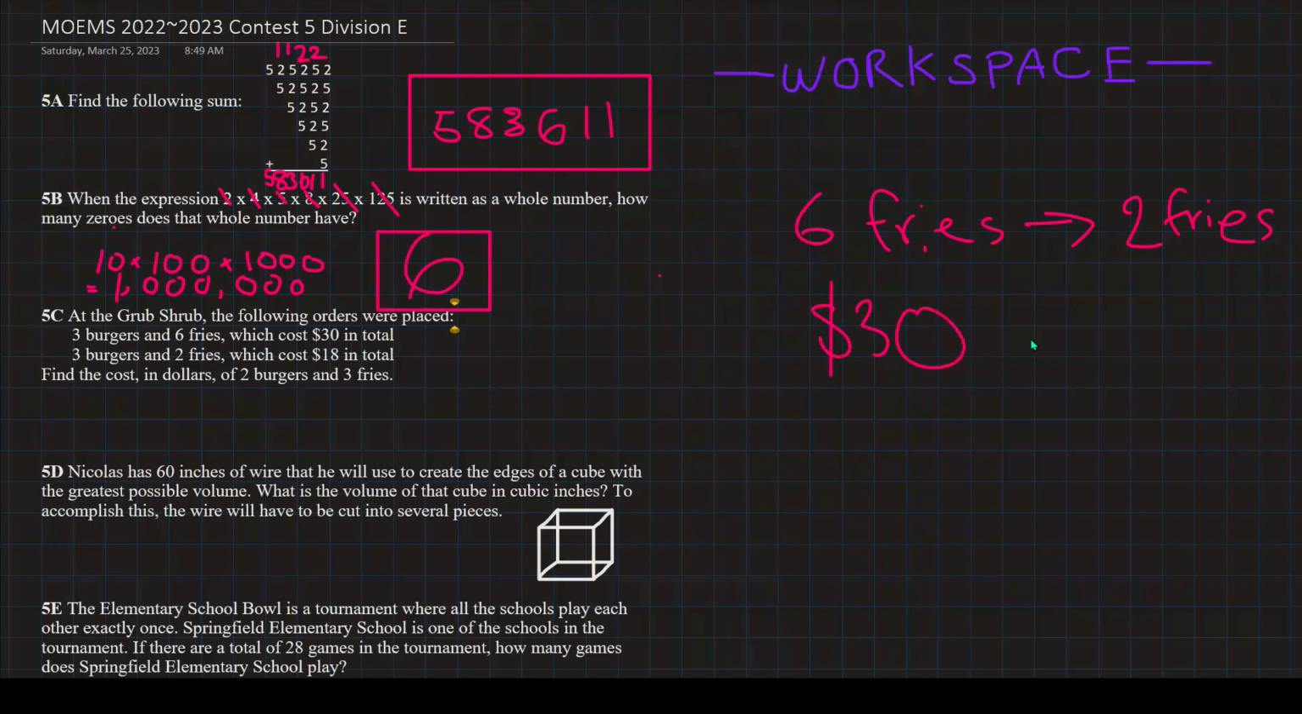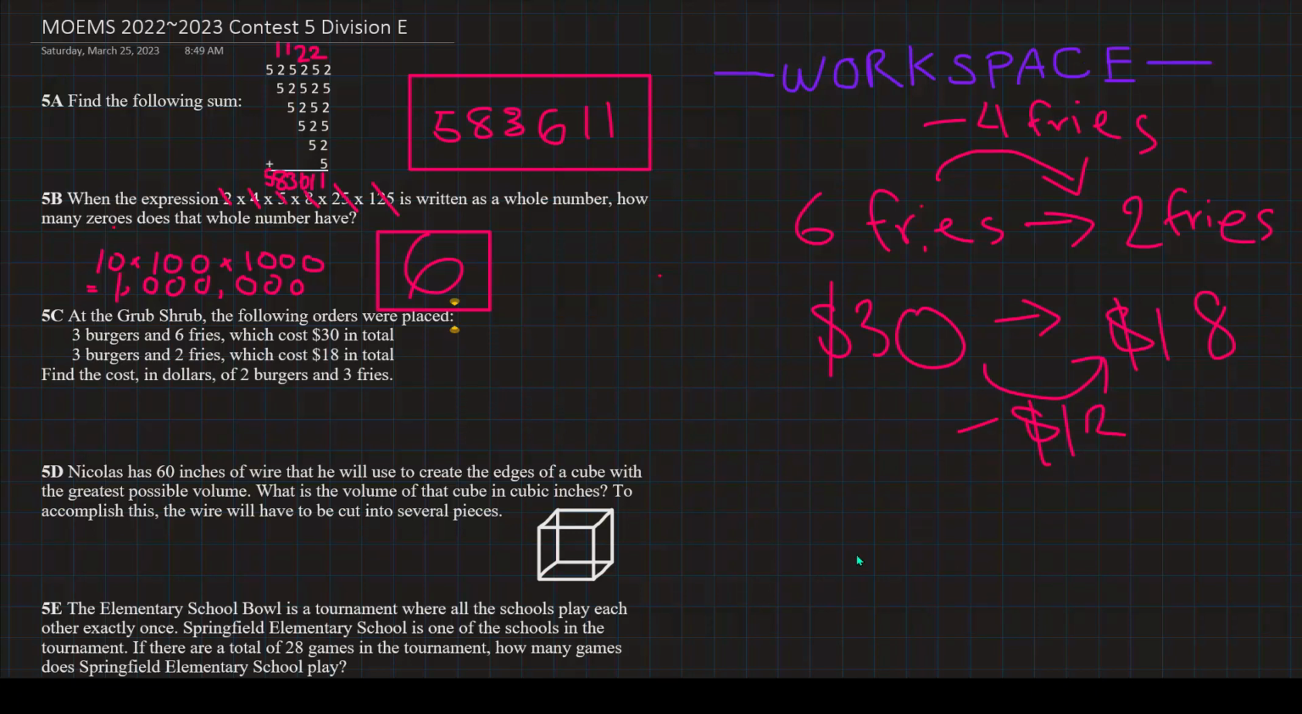The cost of the meals went from $30 to $18. So that's significantly cheaper. If we subtract 4 fries, it's the same as taking away $12. And we don't have to talk about the burger part because 3 burgers stayed the same. It was first 3 burgers and then 3 burgers. So now we see that the amount of 4 fries is the same as $12. So if 4 fries equal $12, then what does 1 fry equal? 1 fry is equal to $3.